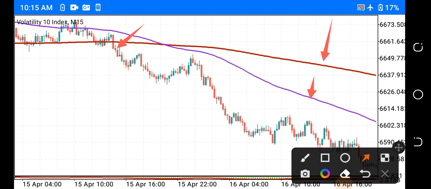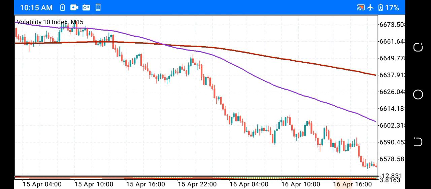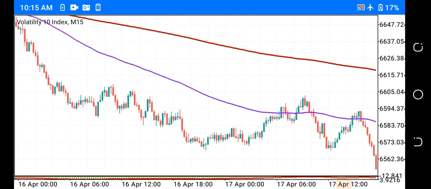So your entry should be where the market retraces back to the 50 moving average. At this point, where the market retraces back to the 50 moving average, that is your sell point. Do you understand? So that is the point where you need to do what? Make your sell entry. Do you understand? All right, so let's proceed. As you can see, this is a huge profit.